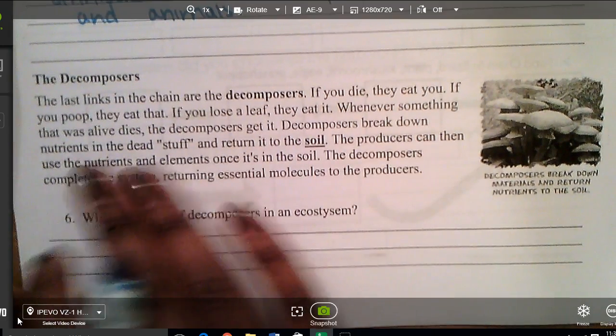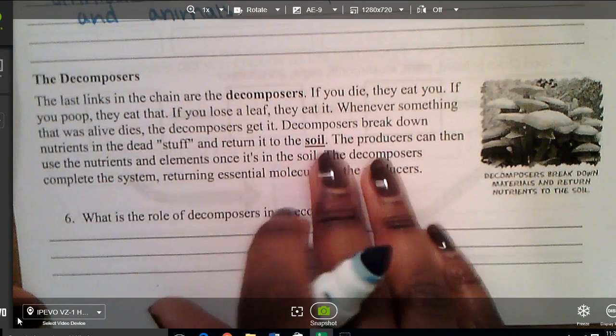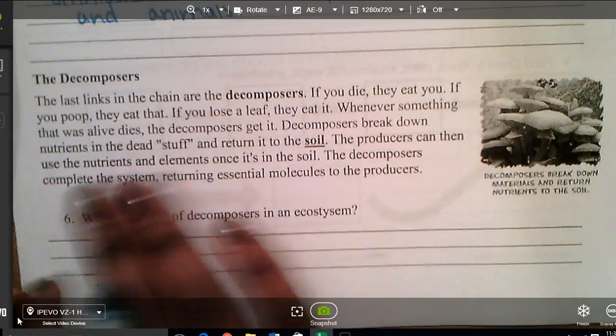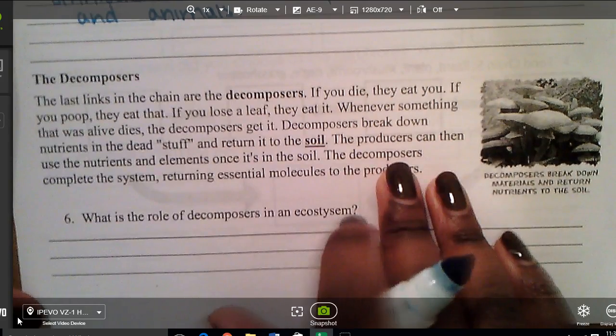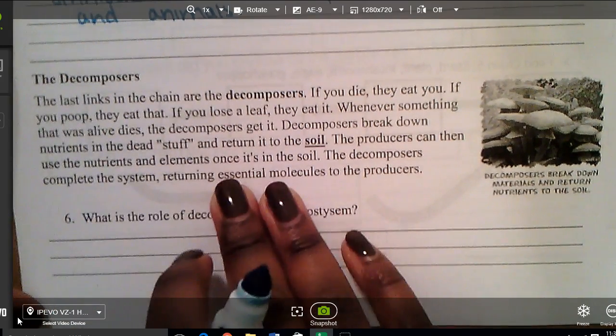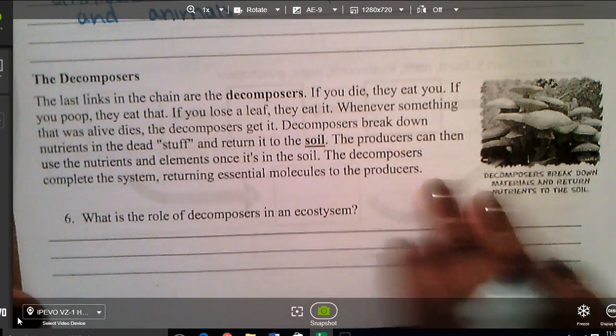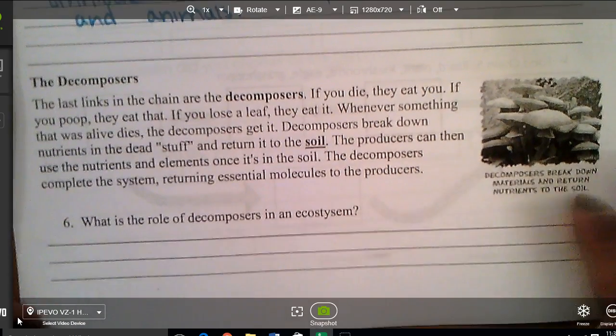Decomposers break down nutrients in the dead stuff and return it to the soil. The producers can then use the nutrients and elements once it's in the soil. The decomposers complete the system, returning essential molecules to the producers. So what is the role of decomposers in an ecosystem? We'll do this one together.